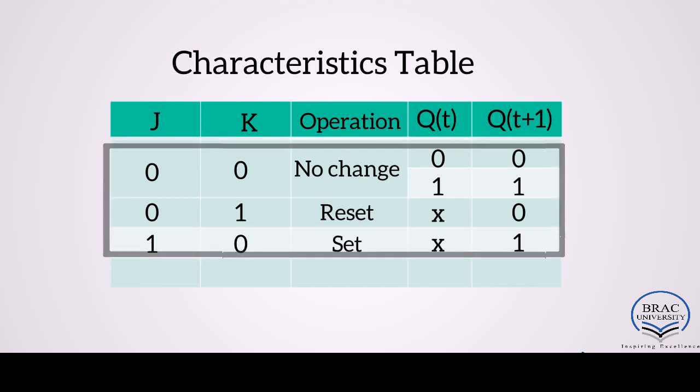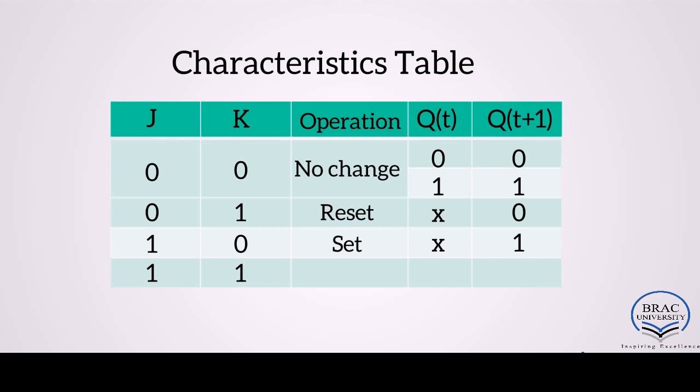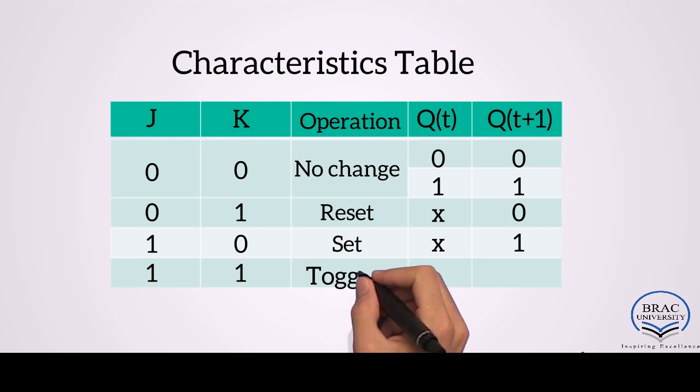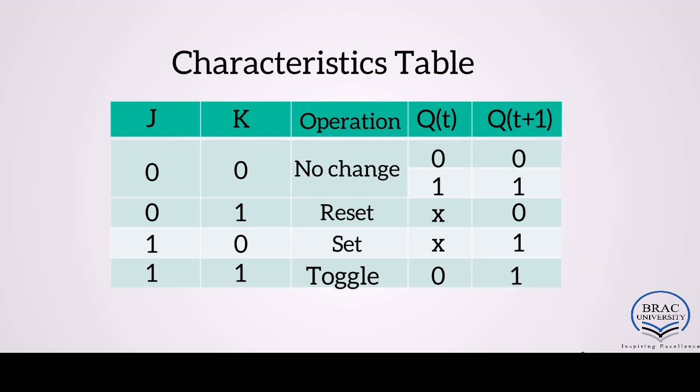Finally, when J and K are both 1, here we use toggle operation. Toggle basically works like a complement. It changes the value that is stored inside the flip-flop. So if the present state QT is 0, then QT plus 1 becomes 1. If QT is 1, then the next state QT plus 1 becomes 0.